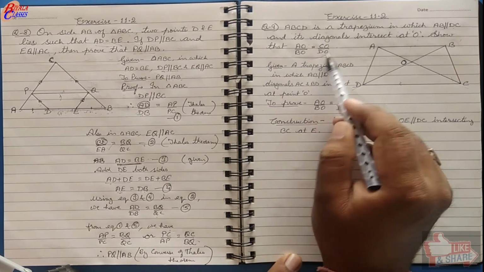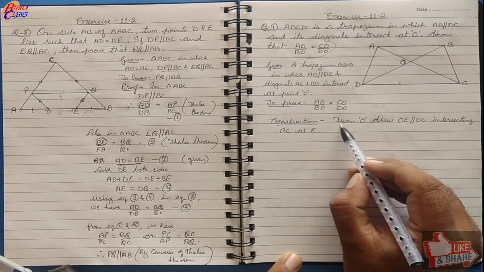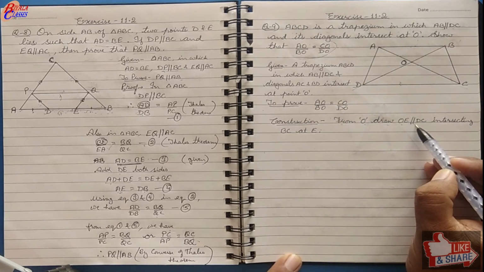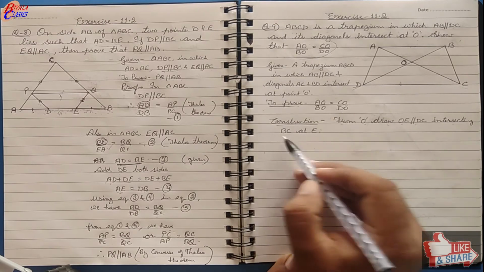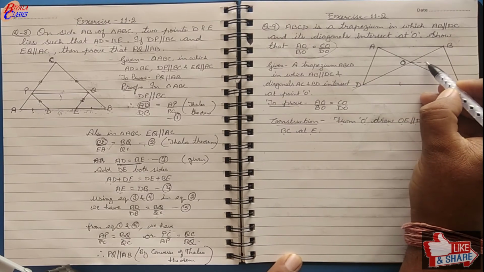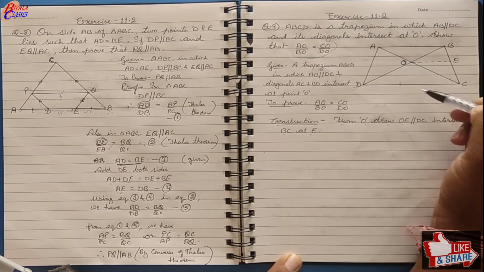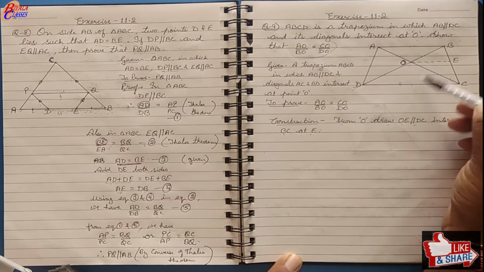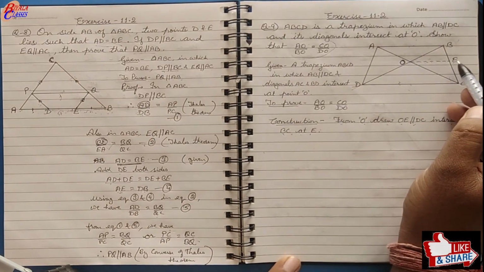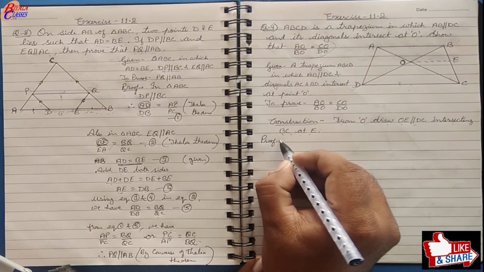Now in order to prove this result, we need a construction to be done: from O you have to draw OE parallel to DC intersecting BC at E. So what we will do? We will draw a line segment OE which is parallel to DC. OE and DC are parallel, and it intersects BC at point E. Now with this, let us move towards the proof of it.